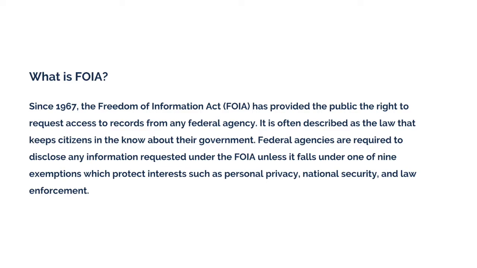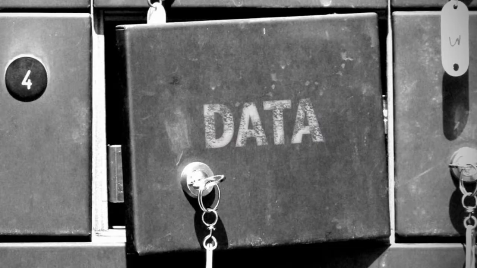You can see there it's often described as the law that keeps citizens in the know about their government, usually done through journalists. So we can request information from the police department or from City Hall or from the federal government as well. That doesn't mean you're going to get it at all times. And if you do get it, some of it's going to be blacked out. But that's what FOIA is. So sometimes you have to ask, and it might take a really long time to get that FOIA information released to you. But that's another way of getting the data.